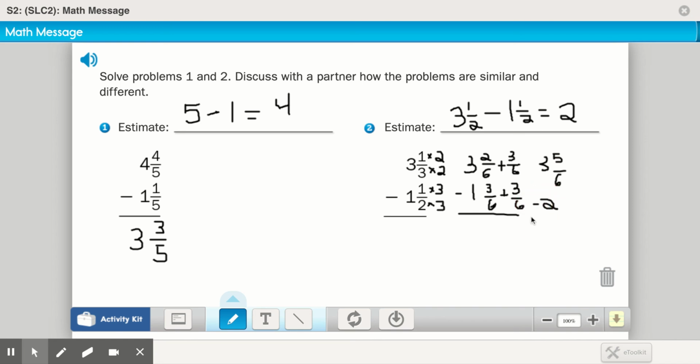So now you can subtract 5/6, and 3 minus 2 is 1, which is pretty close to 2. That's 5.